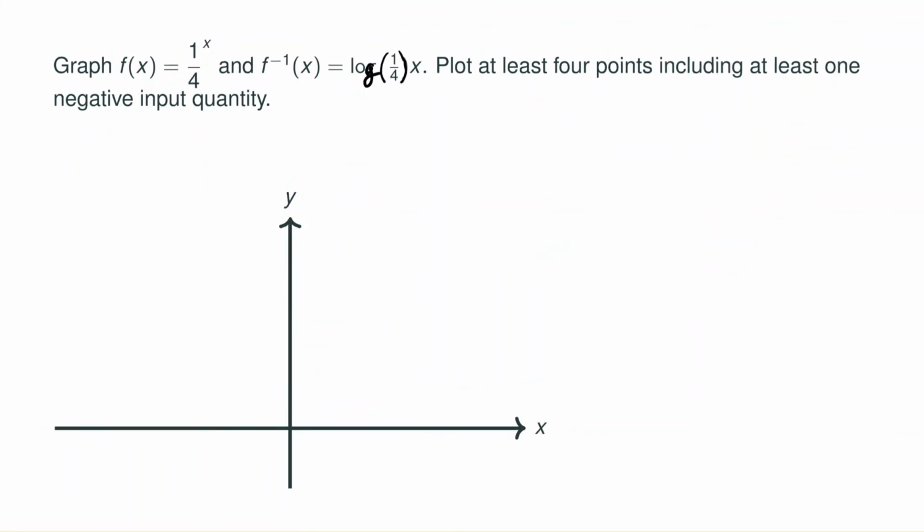Graph 1 over 4 to the x power, and the inverse function of that, which is log base 1 over 4 of x. Actually, let me rewrite that like this. So let's graph this first, then we're going to invert this function to graph this one, because we need to understand these are inverse functions to each other. So let's graph f of x first. Create a table.